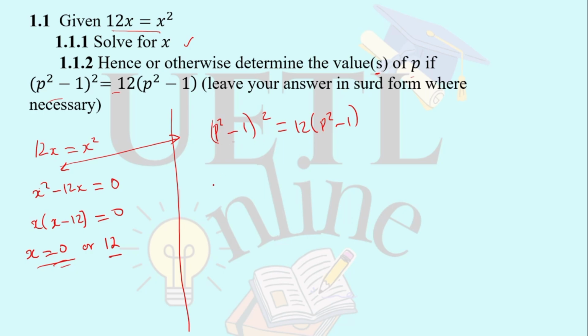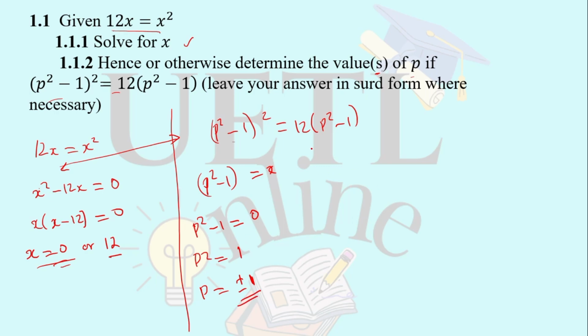So what we're going to do is say p squared minus 1 equals x. We only changed one thing, so we take the x values and put them here. The first thing is p squared minus 1 equals 0. In this case, we get p squared equals 1. This means that p equals plus or minus 1. So this is the first solution: p equals plus or minus 1.